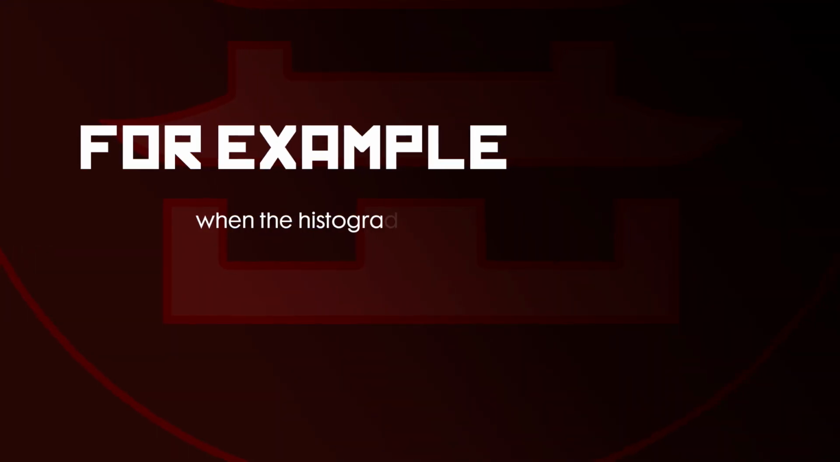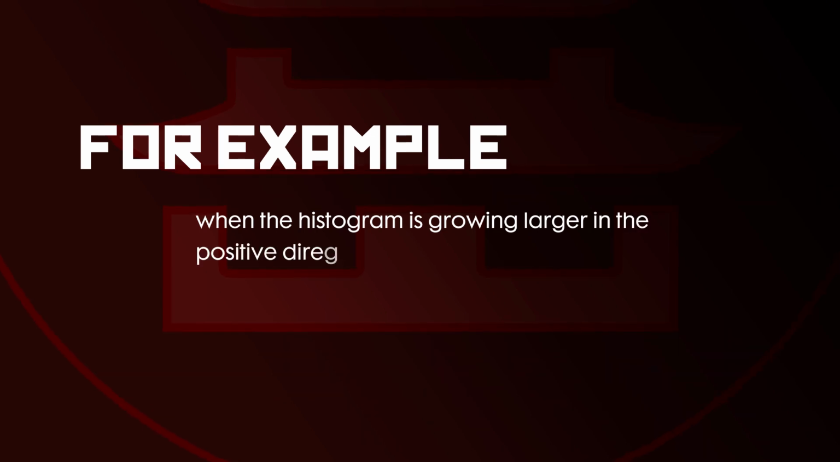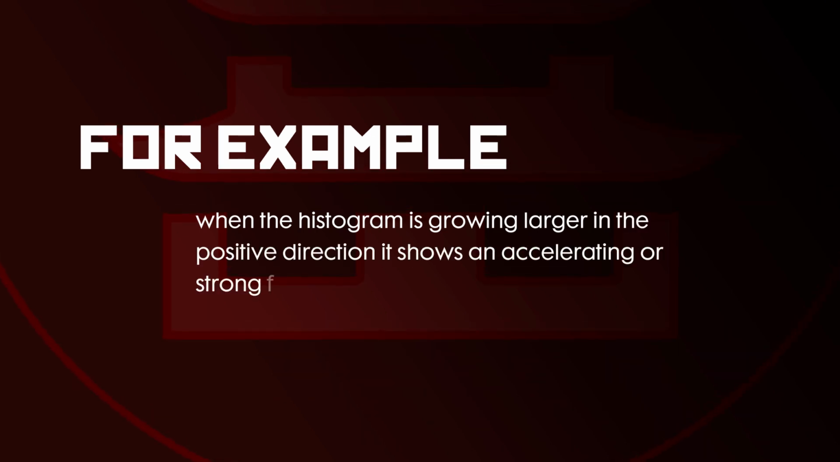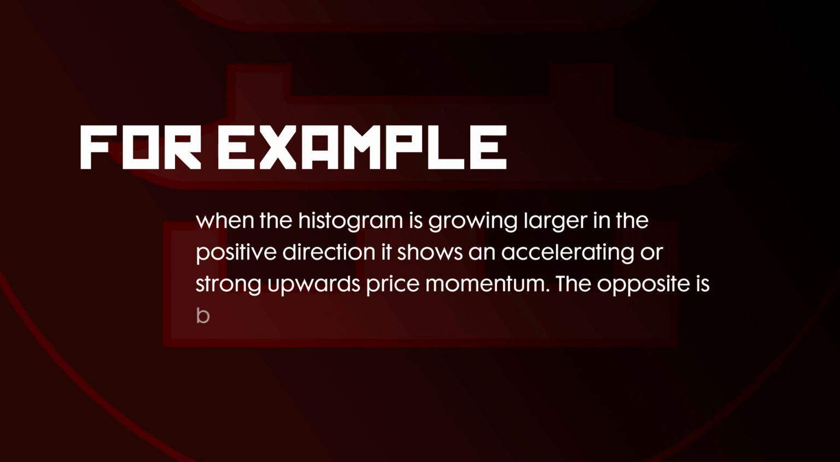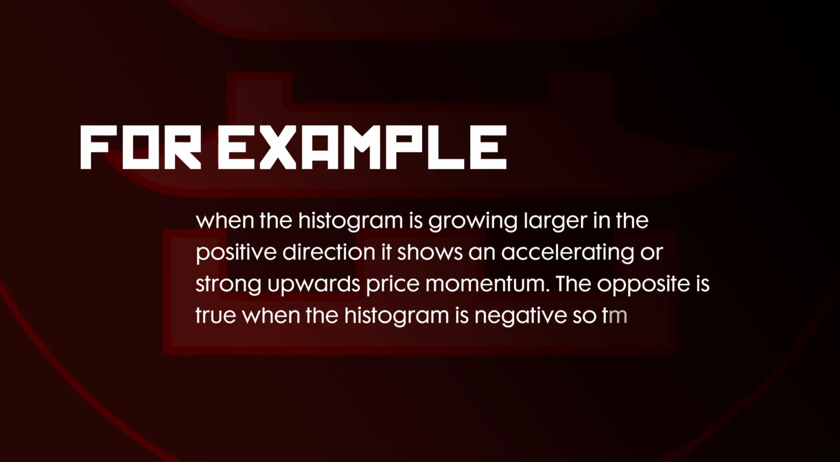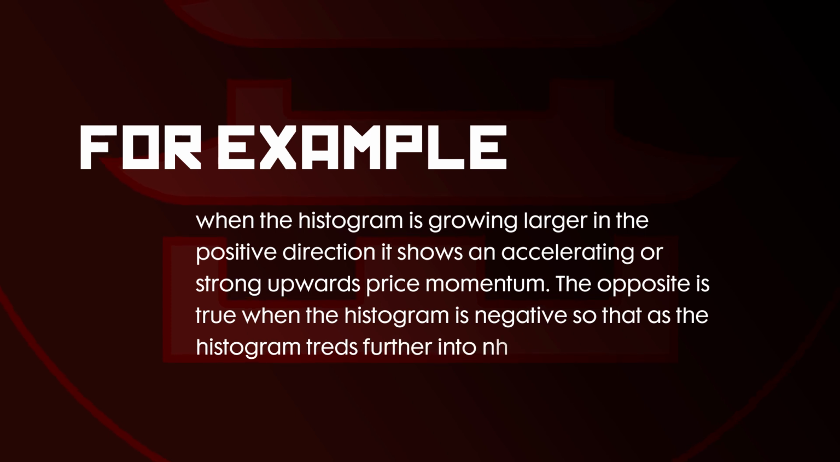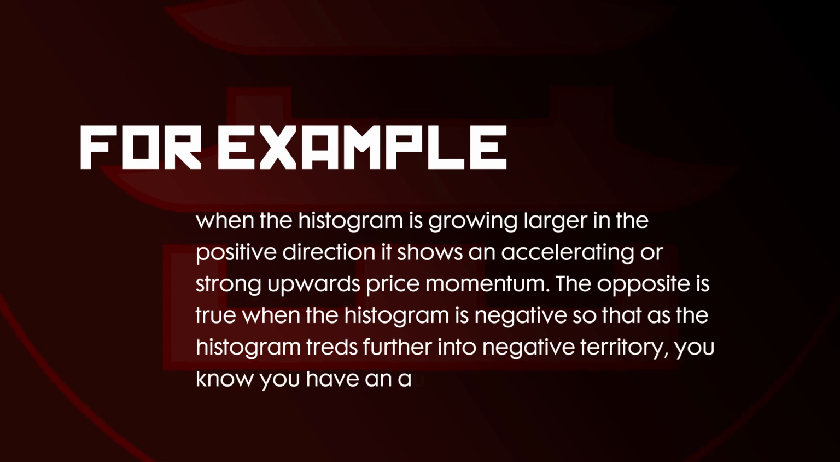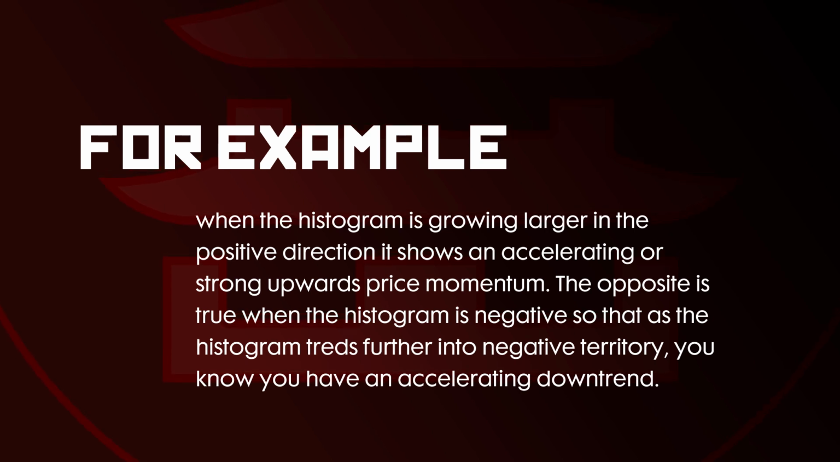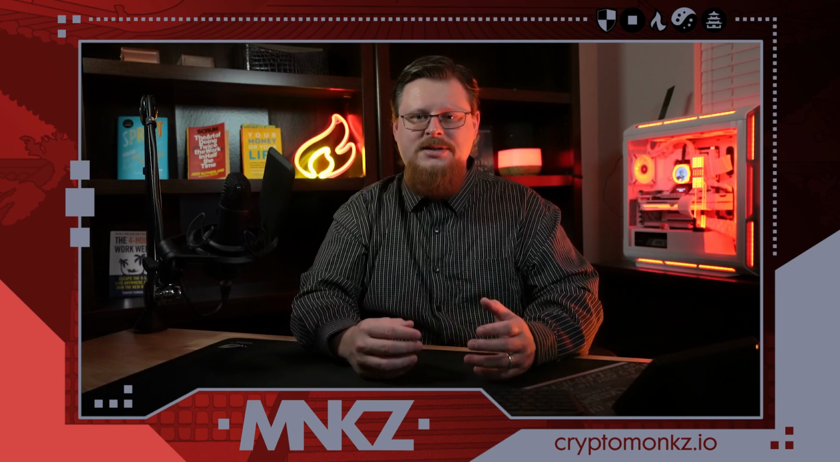For example, when the histogram is growing larger in the positive direction, it shows an accelerating or strong upwards price momentum. The opposite is true when the histogram is negative, so that as the histogram trends further into negative territory, you know that you have an accelerating downtrend. By identifying the rate of change in a trend, you can determine if it is expected to continue. Now that we have an understanding of the components of the MACD chart, let's go deeper into interpreting this chart and picking up on indicators that can help us make successful trades.